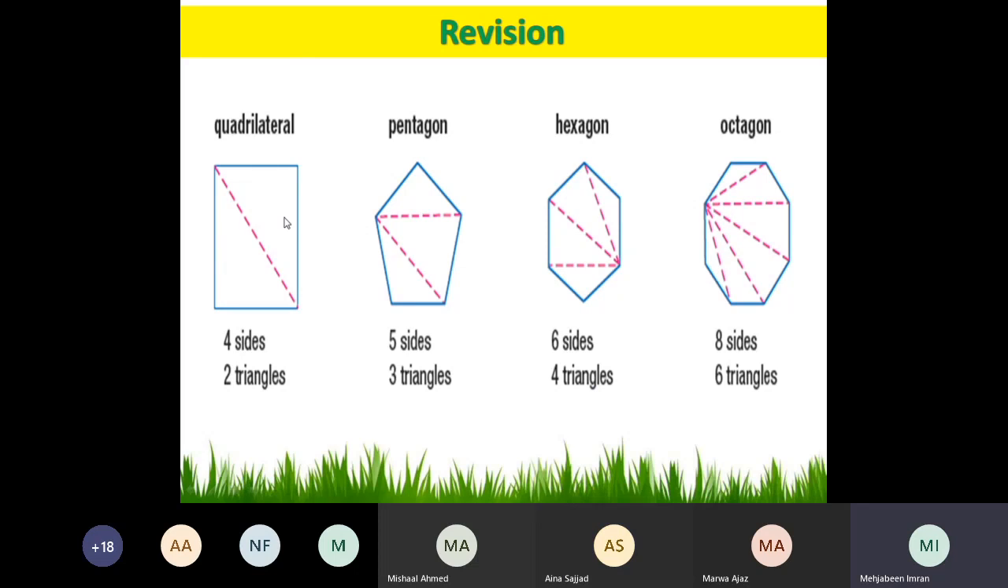In regular polygons, like a quadrilateral, there are 2 triangles being made. Each triangle adds up to 180 degrees. So 180 plus 180, this quadrilateral adds up to 360 degrees. In a pentagon, 3 triangles are being made, 180 plus 180 plus 180, equal to 540 degrees. A hexagon has 4 triangles, and 4 multiplied by 180 is 720 degrees. An octagon has 6 triangles, 6 multiplied by 180 is 1080 degrees. Okay.